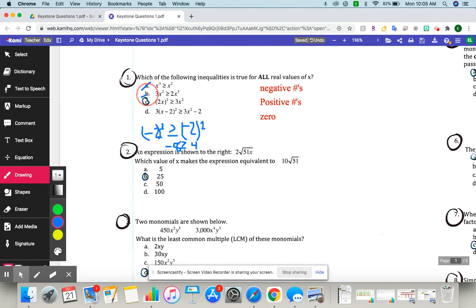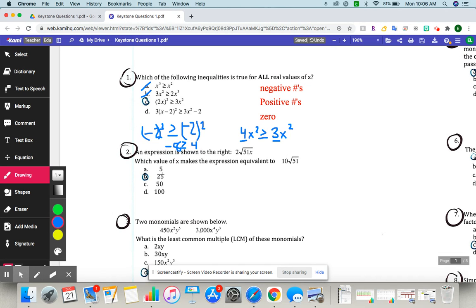B would only be true for negative numbers along with 0. It is not true for all positive numbers. And then C, if we tested a negative number, a positive number, and 0, this would be true. Notice C would simplify to 4x squared is greater than or equal to 3x squared. All right, and x squared will always be the same quantity, and it will always be a positive quantity or 0. And therefore, since 4 is always greater than 3, C would be the answer.